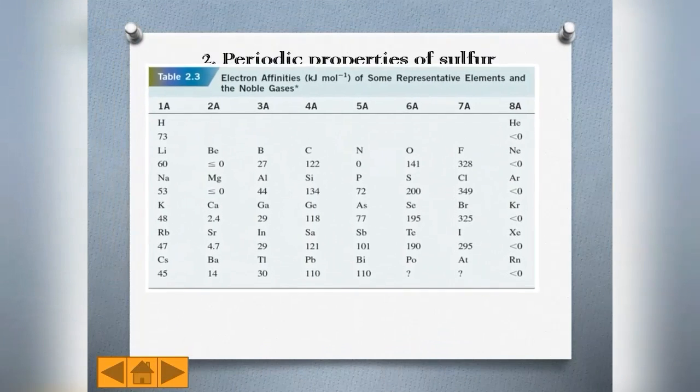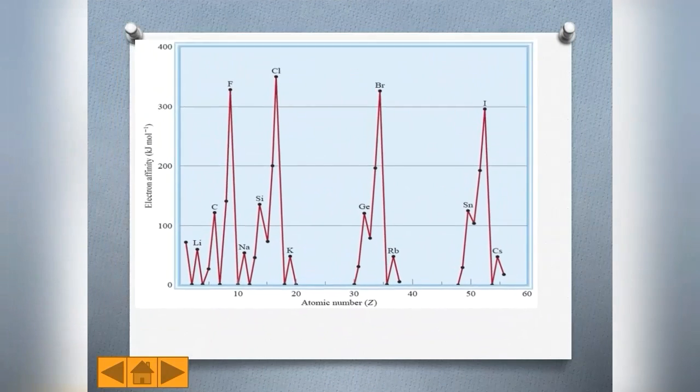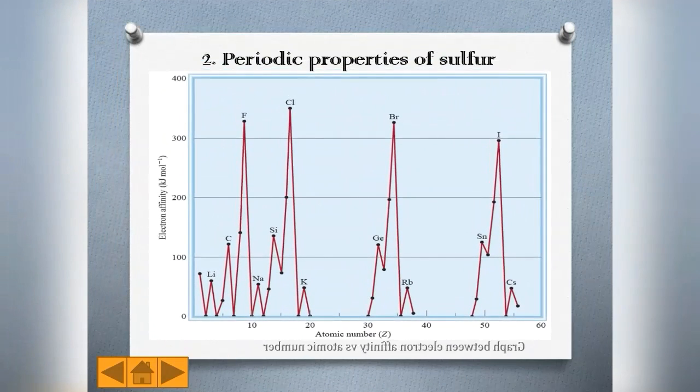From the table, we can see the electron affinities of some representative elements and the noble gases. The electron affinities of metals are generally lower than those of nonmetals, and halogens have the highest electron affinity values. This graph shows a plot of electron affinity against atomic number.